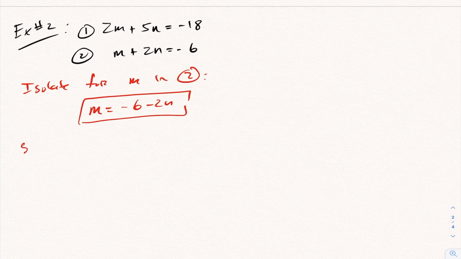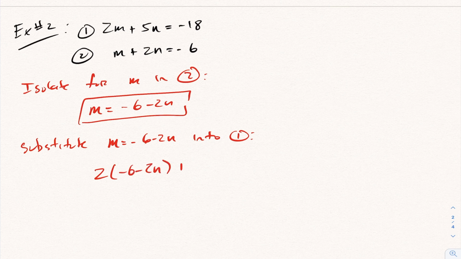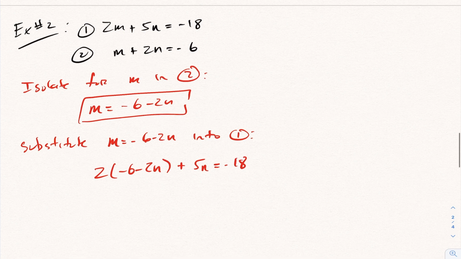Okay, now I'm going to substitute m equals negative 6 minus 2n. I'm going to substitute that into equation 1. So everywhere I see an m, I'm going to change that to a negative 6 minus 2n. And then I'm going to go ahead and do my distribution. And we get negative 12 minus 4n plus 5n is negative 18.